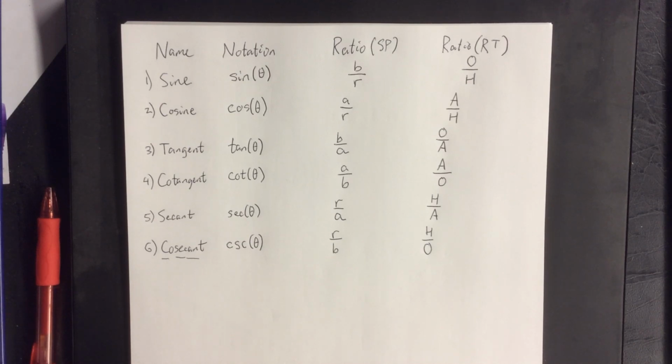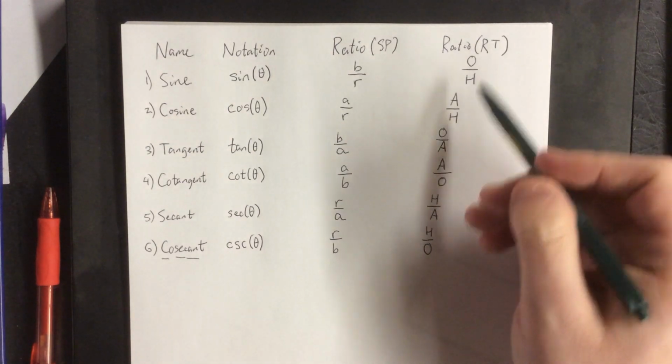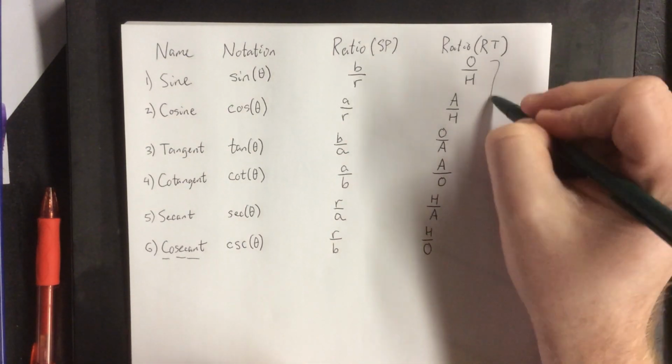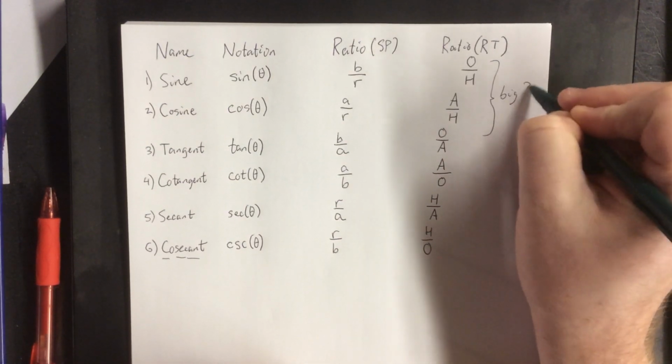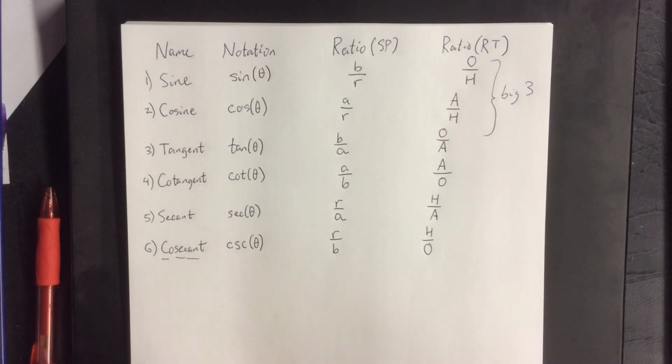Eventually, all 6 of these ratios are going to need to be memorized. I will let you know that there is a clever way for remembering the first 3. I refer to the first 3 as the big 3. No disrespect to LeBron James from back in the day, but this is the real big 3.